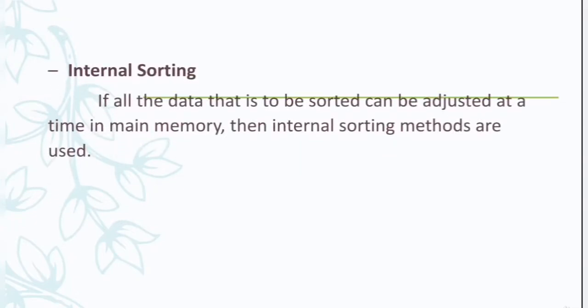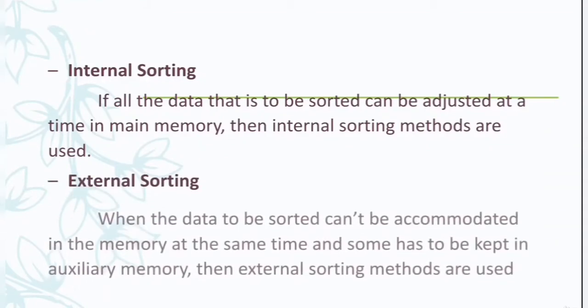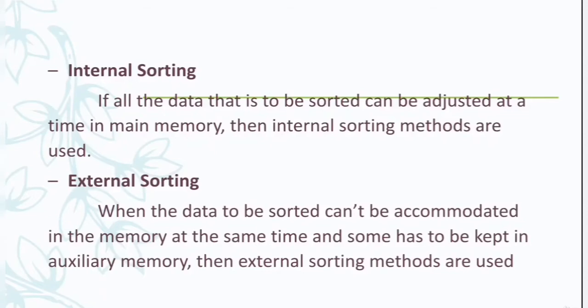So let's see what basically internal sorting is. If all the data that is to be sorted can be accommodated at a time in main memory, then internal sorting methods are used. All the examples which we are going to study in today's session are of internal sorting. The next is external sorting. When the data to be sorted can't be accommodated in the memory at the same time and some has to be kept in auxiliary memory, then external sorting methods are used.